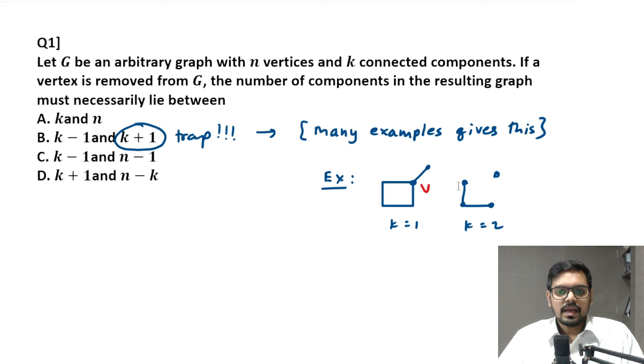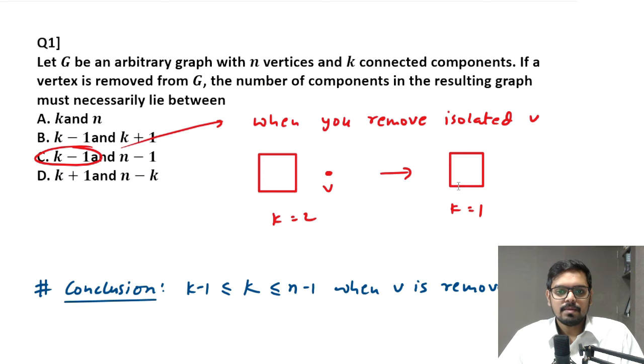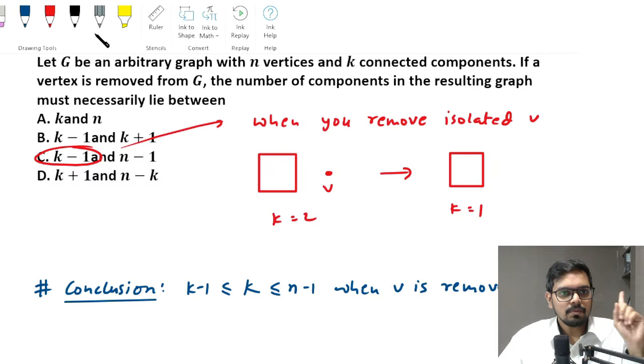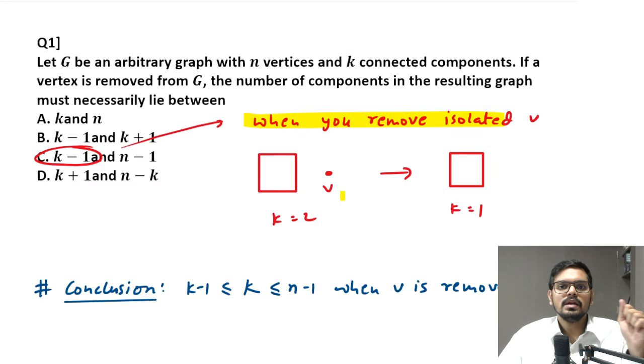When I say the minimum is k minus 1, this happens when you are dealing with a disconnected graph. Earlier I have a disconnected graph like this, so the number of connected components is 2. If you remove this vertex v, then k is 1, only one connected component. So your minimum is k minus 1. Earlier it was 2, now it is 2 minus 1. So this minimum happens only for this isolated vertex disconnected graph.